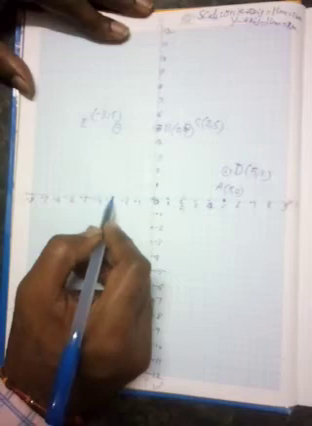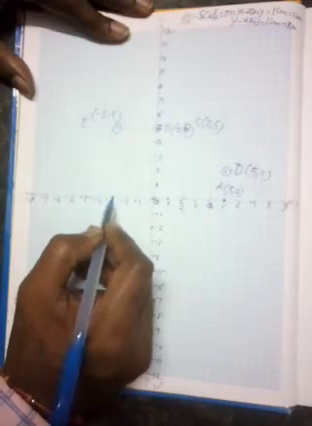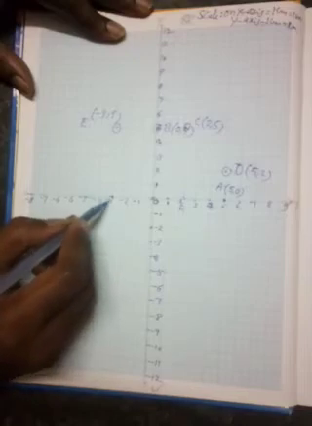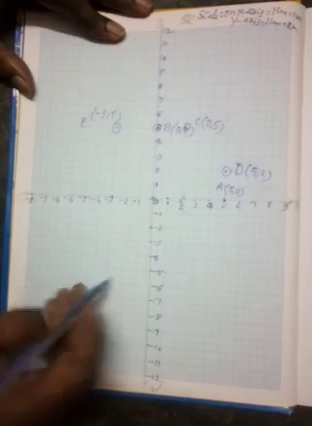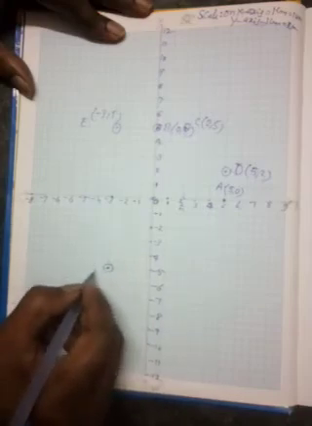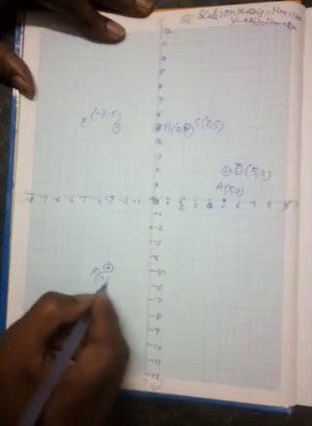After that, what is the y coordinate? Minus 5. Minus 5 is a negative number. So we have to move along the negative y axis, so towards downwards. From here, how many units to move? 5 units downwards. So from here to here, that is the final position. Let us consider this is point F. Minus 3 comma minus 5.